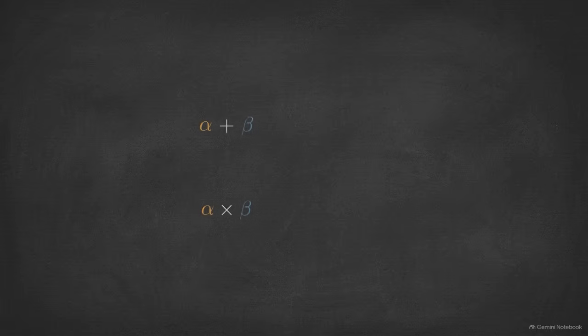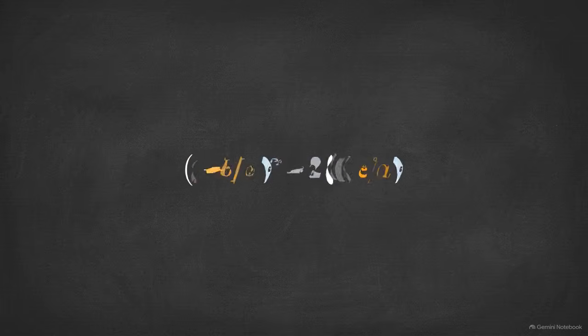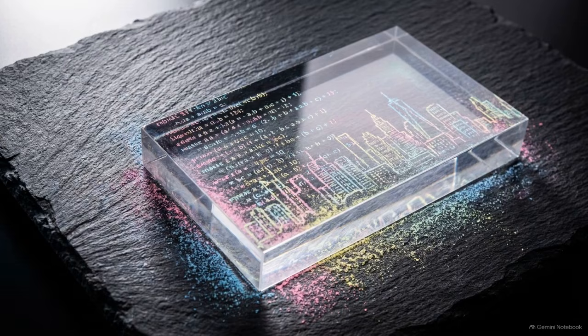Those symmetric functions remain unchanged even if the values of the two roots are swapped. This bridge allows us to calculate complex geometric relationships, like the squares of the distances between roots, purely through algebraic substitution. Manipulating these coefficients is the underlying engine that converts raw numbers into physical space.